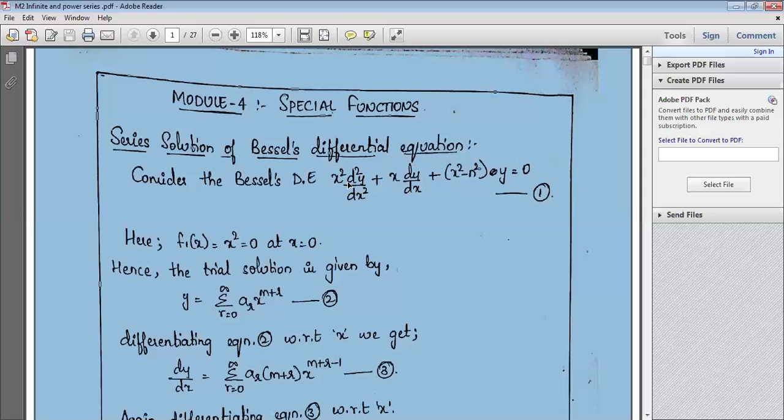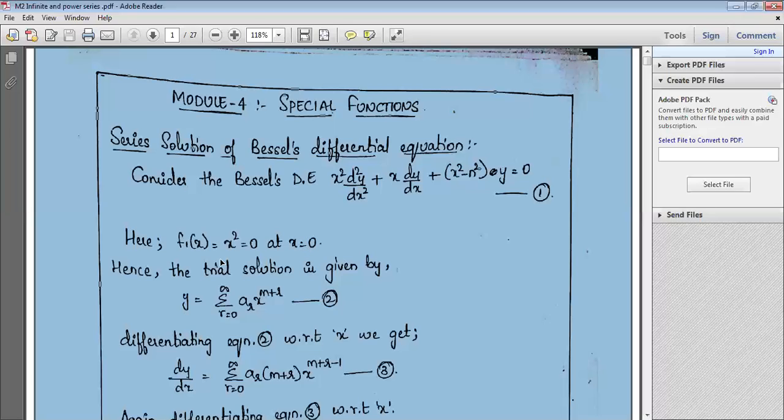But here we have variable coefficients. So x square is here, this is x square minus n square, and y is equal to 0. For that, what we need to do is assume the solution. This is f1 of x, this is f2, and so on, which continue in the standard form of the Bessel differential equation. Here f1 of x is equal to x square. That becomes x square, and this is equal to 0 at x is equal to 0.